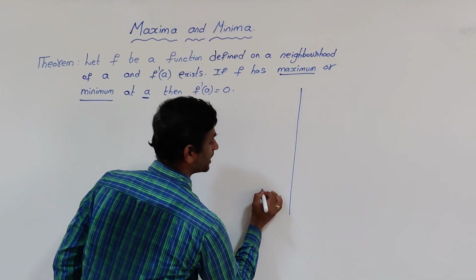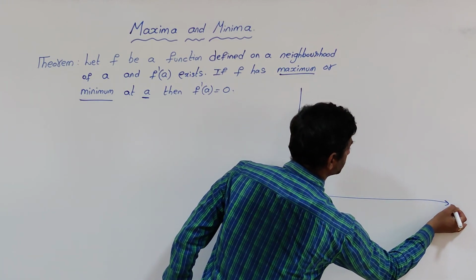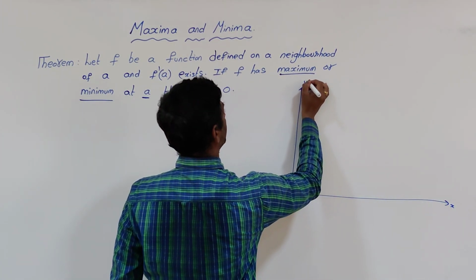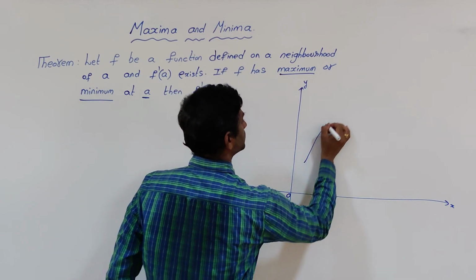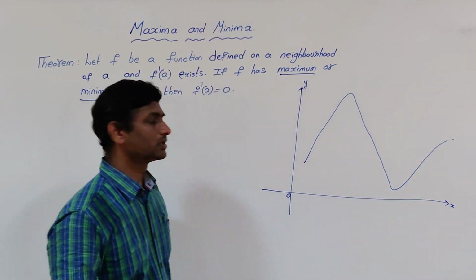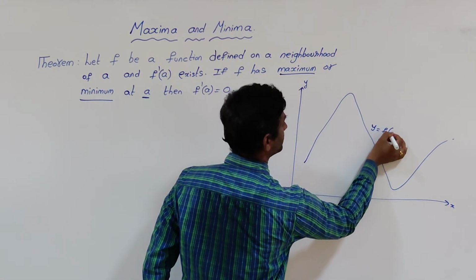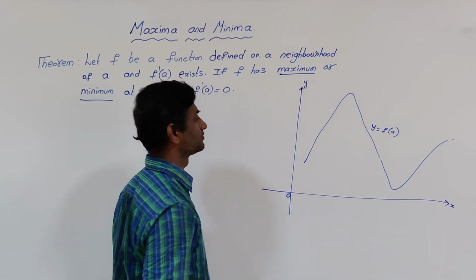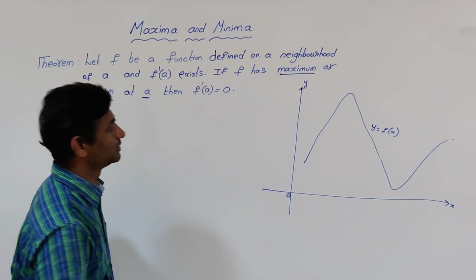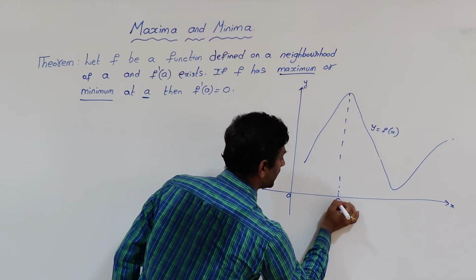Suppose let's have the graph, with axes x and y. So assume that this is the curve y = f(x), and assume that this is the point A.